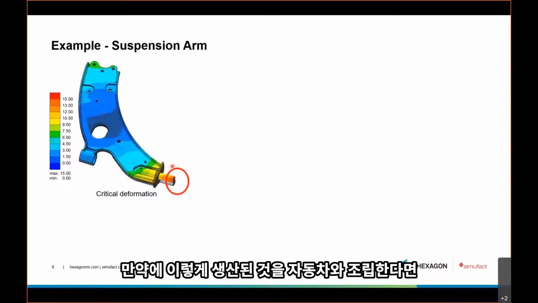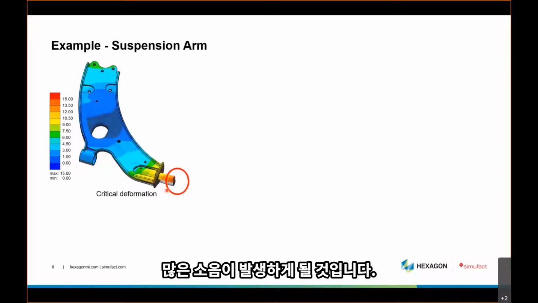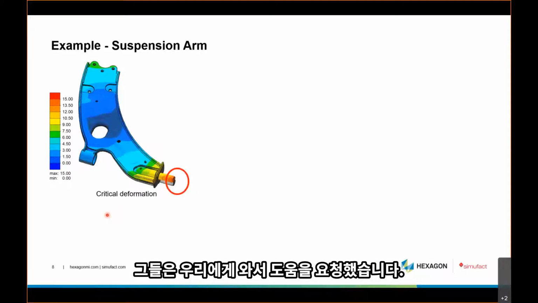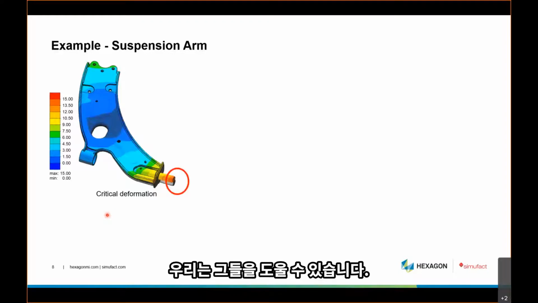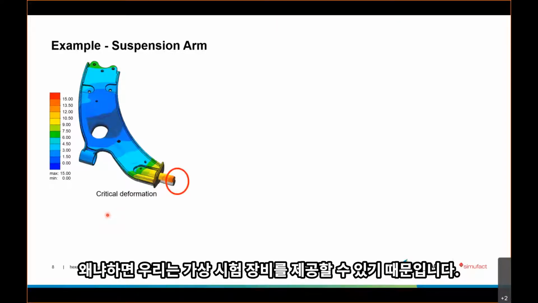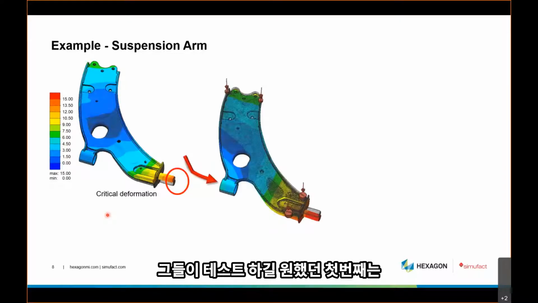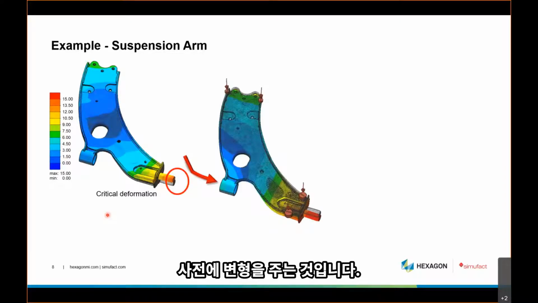And if you would assemble this one into a car, you would get a lot of noise. So they wanted to get rid of it, and they didn't really find a solution in a traditional way. So they approached us and asked us if we can help them. And of course, we can help them because we provide a virtual test facility where you can also try out some silly ideas before you really do them in your workshop and waste material. And one thing they wanted to test here is, what about pre-bending?